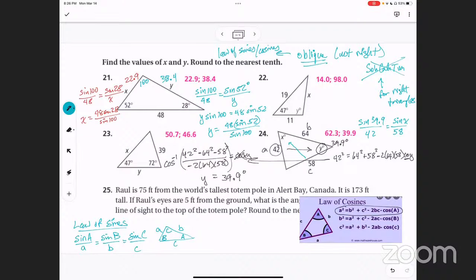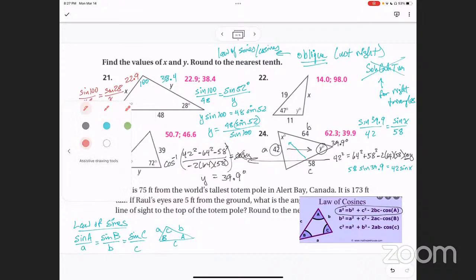How do you solve this one for x? You cross multiply. Good. Cross multiply. So 58 times the sine of 39.9 equals 42 times the sine of x. Now what? You divide, I think, by sine 39.9.